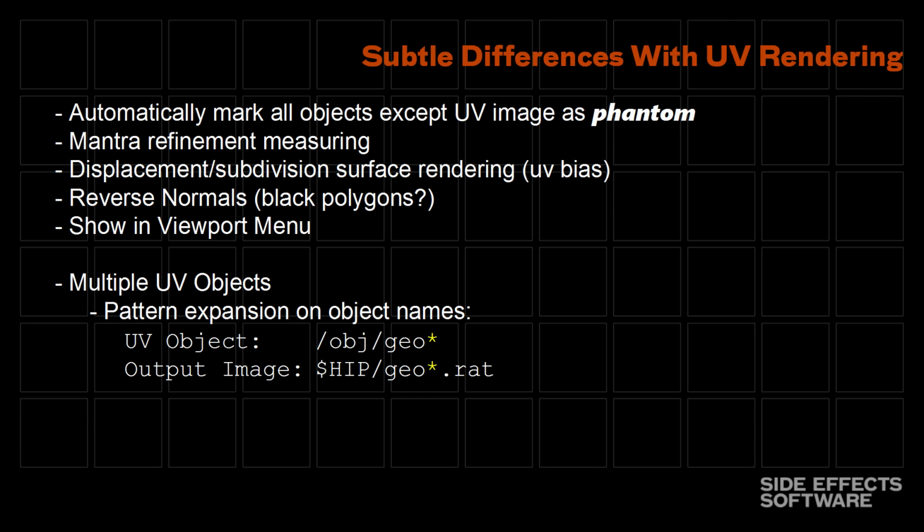The other thing that's a bit different is the refinement measuring. Because we're dealing with a non-physical lens, the ray derivatives have to be used to estimate the way the refinement happens to the mesh. The other thing is displacement and subdivision surface rendering.